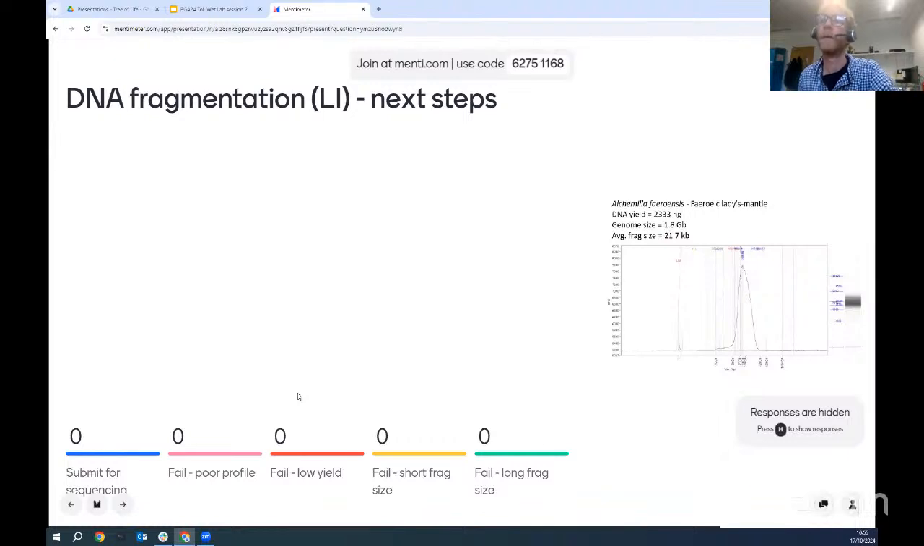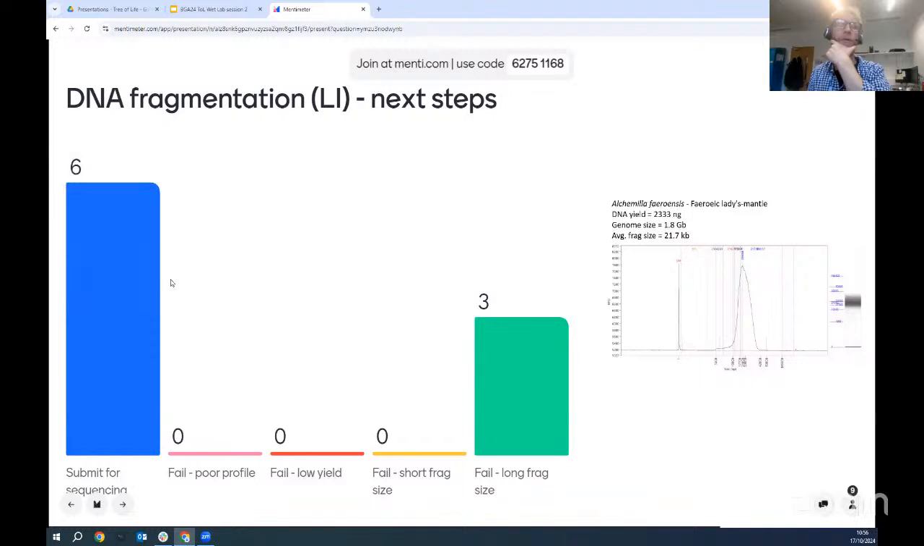Okay. So here we have a sample with a yield of 2000 nanograms, 1.8 gigabases, and a fragment size of 21.7. Yes, so we have 6 people submitting for sequencing, 7, and then 1 saying average fragment size too long. So this is definitely a sample that's on the borderline of being too long, I would say.